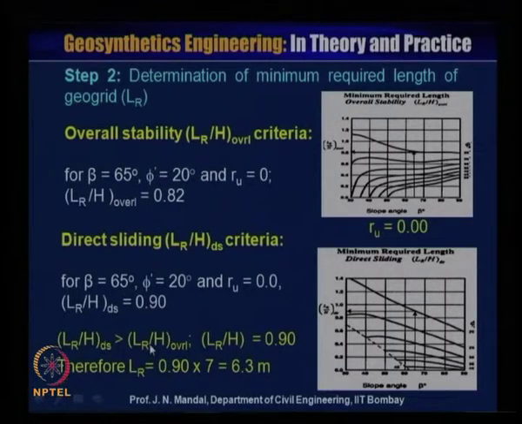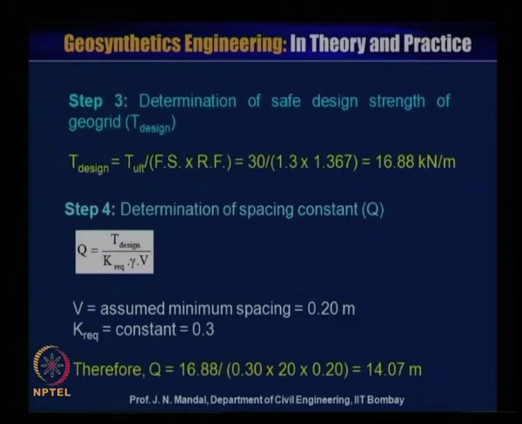So, if it is so, you can say that LR by H is equal to 0.90. If it is greater than this, then you can adopt LR by H 0.90. Therefore, LR will be equal to 0.90 into the height of the slope, which is 7. So, this will give 6.3 meter. So, you know the length of the geogrid material is 6.3 meter. So, you can calculate this.